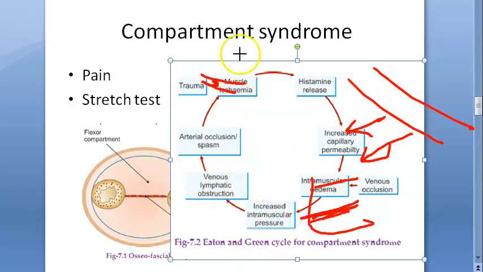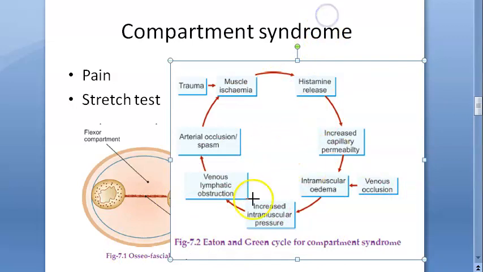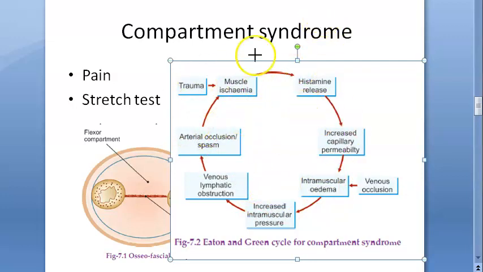Now there will also be lymphatic drainage. At least the lymphatic drainage should help resolve this edema. Even that gets blocked. So from the capillary something is coming out and the lymph is not able to drain. So everything accumulates here, right? So there's edema, increased pressure. This will further lead to arterial occlusion, spasm, nerve damage. So this is more like a cycle. You understand, right? That will further lead to ischemia, again edema. Edema will lead to ischemia, ischemia will lead to edema, like that. Okay, this is the Eaton and Green cycle.